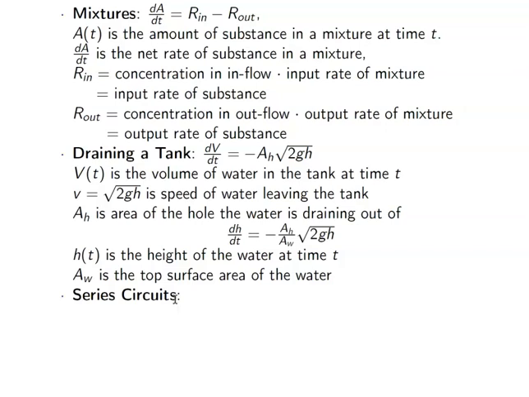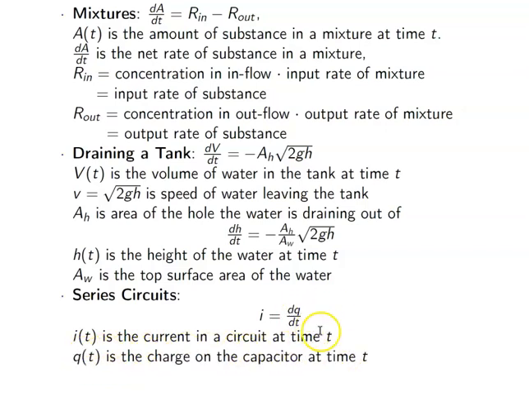Doing electrical series circuits, right? Circuits in series. This is also modeled with differential equations. So if you want to be an electrical engineer, you're gonna have to know how to do DEs, okay? So I is, sorry, I think this is the current. Current is the rate of change of the charge at time t. Okay? So I(t) is the current in a circuit at time t. q is the charge on the capacitor at time t.